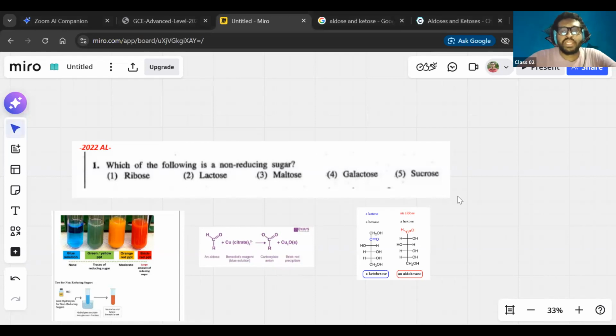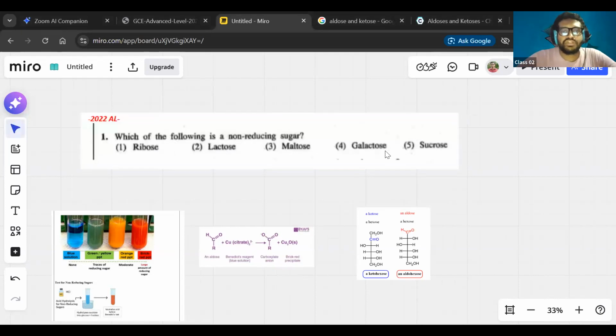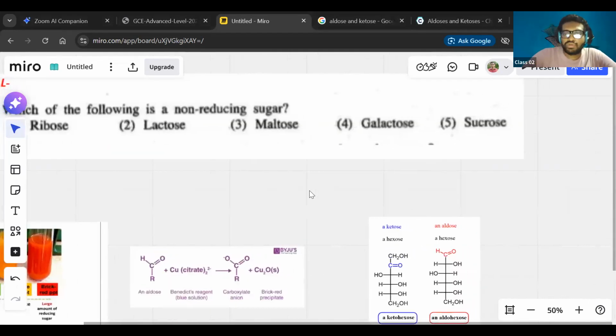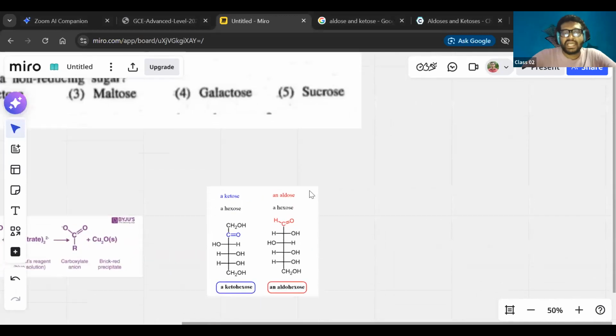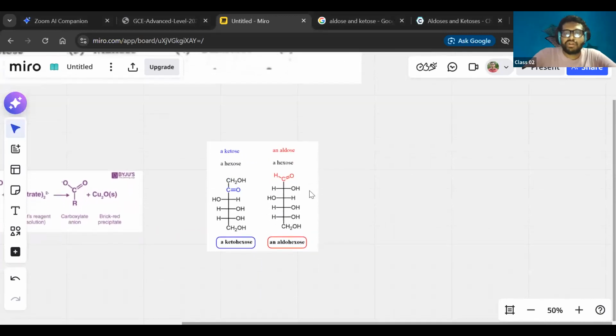So today we are looking at this question, and you might find the answer staring you in the face right now, for the people who are aware of this question. For those who are not, let's go to what a reducing sugar and a non-reducing sugar are.